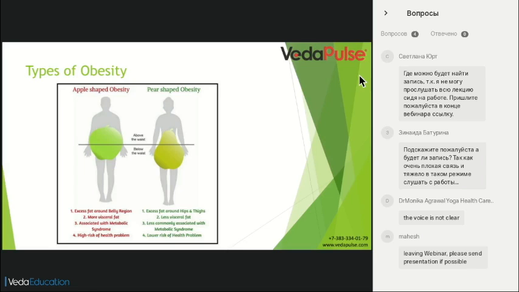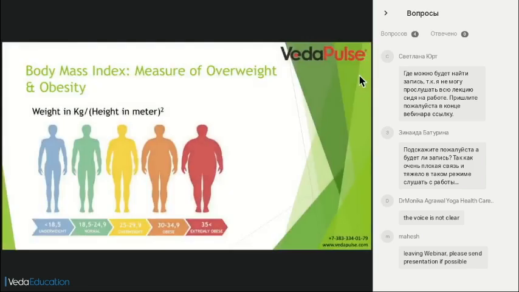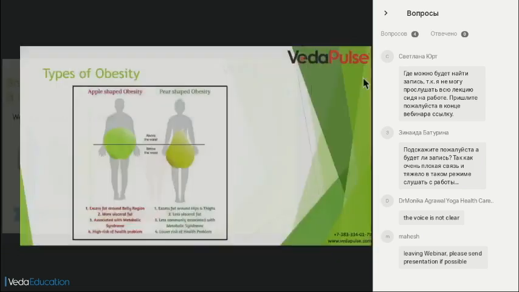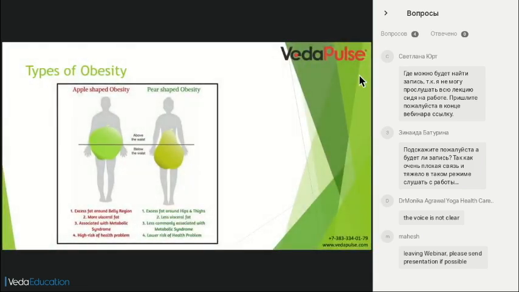Yeah, so we were talking about the types of obesity, and we spoke of how it is classified using the body mass index, but there are also two kinds of obesity, which are apple and pear shaped, based on the distribution of fat.